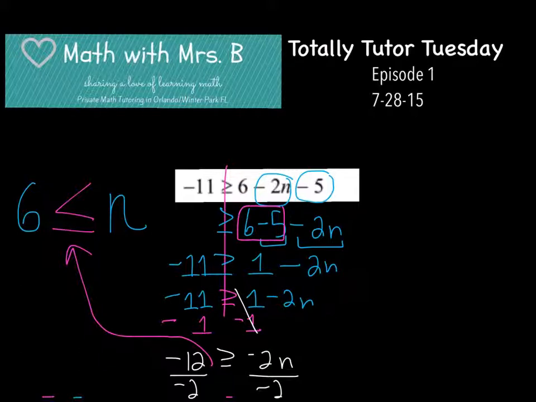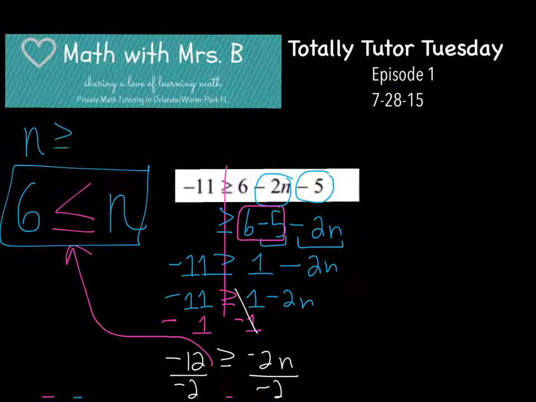So I'm looking at 6 is smaller than or equal to n as my answer, or I can say n greater than or equal to 6. These are both the same thing, the values that will make this inequality true. So now I want to actually test it out. Let's pick a value for n, a number that's bigger than or equal to 6, plug it in, and see if it works.